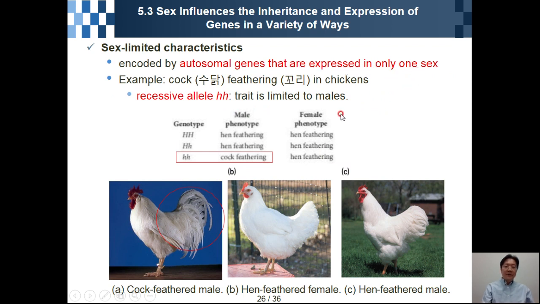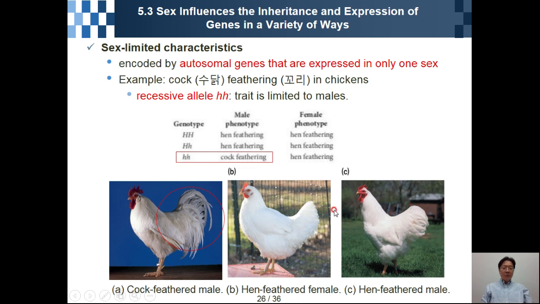The very famous example is cock feathering in chicken. So this is cock feathering like this. The feathering is very showy. But this is hen feathering in the female, and also this is hen feathering in the male.